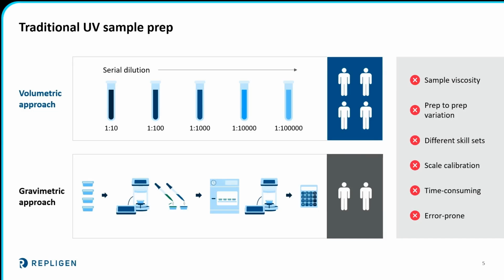Volumetric approaches entirely depend on the skill set of the analyst. As we all know, analyst to analyst variability within the sample prep can be problematic, resulting in results not being consistent from batch to batch or lot to lot. Gravimetrically is certainly more accurate than the volumetric approach, but now we're giving up time. So we're losing time. We're relying on the calibrations of the scales being used, the skill sets between operators, and the complex viscosity issues with some of the higher concentration samples that we would be working with in the lab.